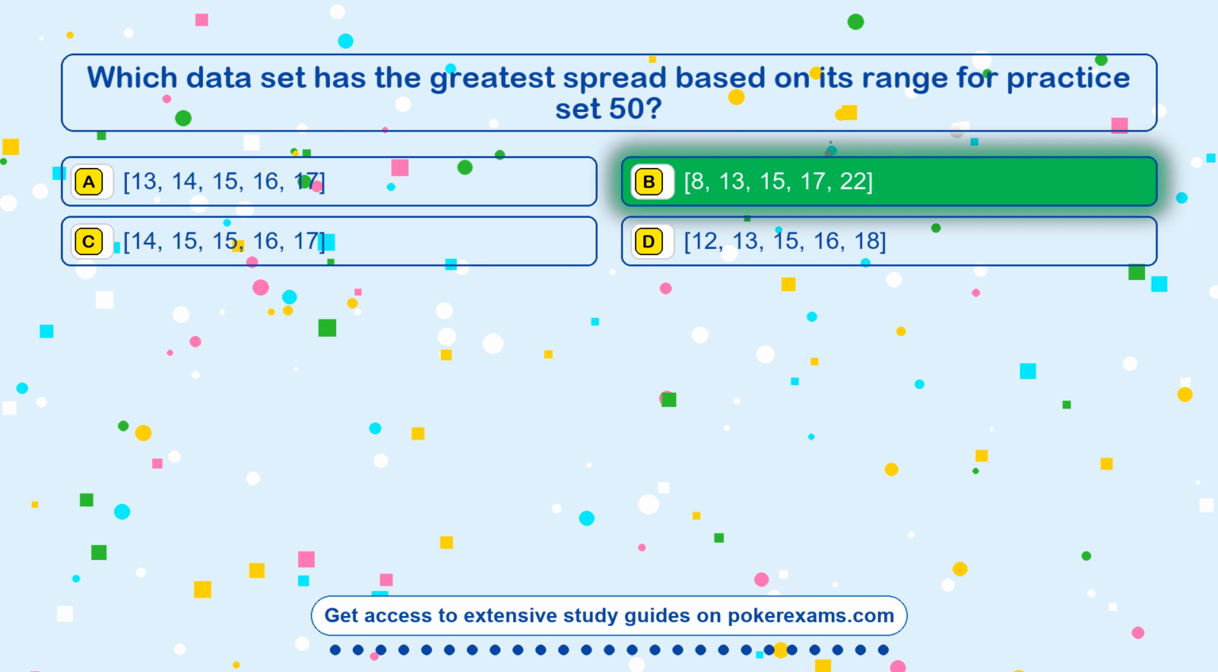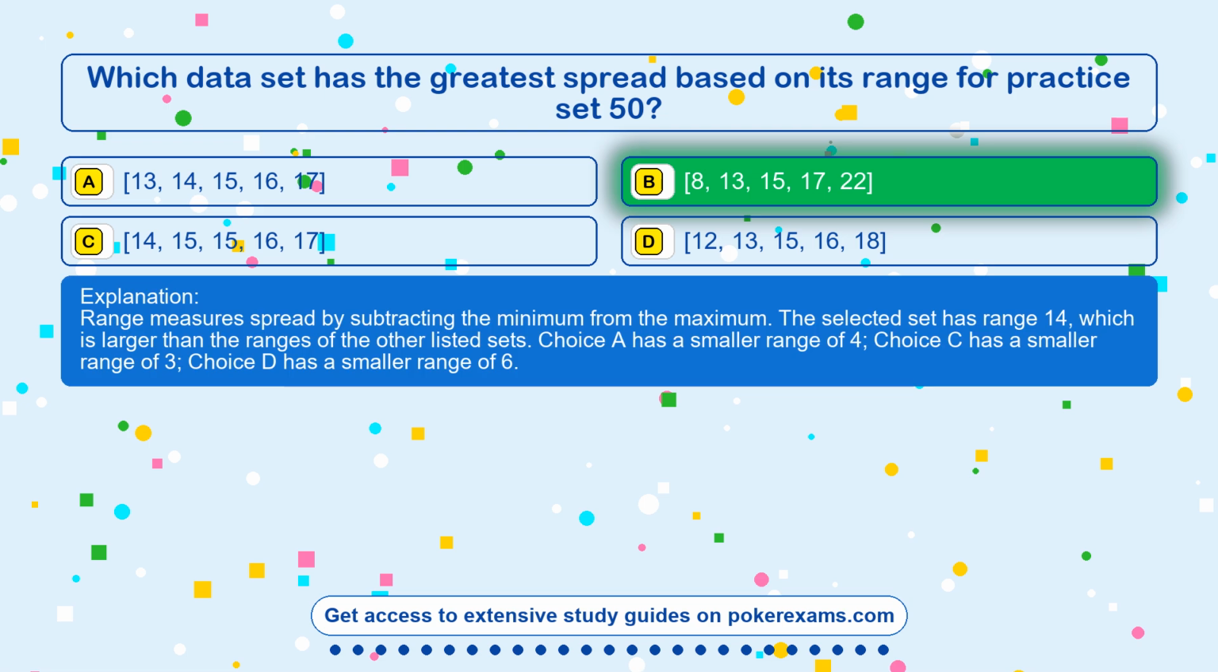8, 13, 15, 17, 22. Range measures spread by subtracting the minimum from the maximum. The selected set has range 14, which is larger than the ranges of the other listed sets. Choice A has a smaller range of 4, choice C has a smaller range of 3, choice D has a smaller range of 6.